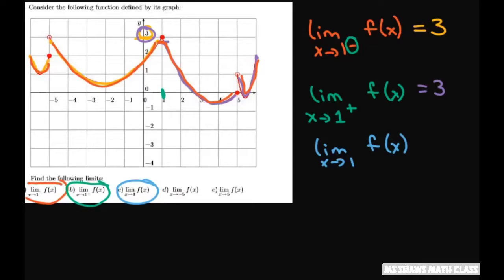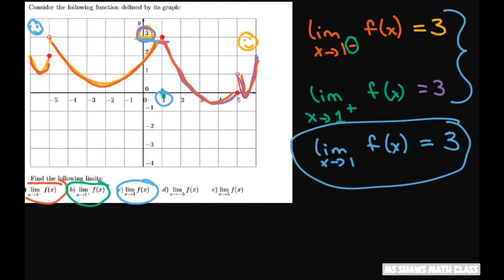That means if you're right here, and your friend is over here, and you want to meet up, then when you take your path to get to 1, both of you meet up at 3. So that means the limit does exist and it is 3. So these two have to be the same for this limit to have a numerical value. Okay, let's try the next one.